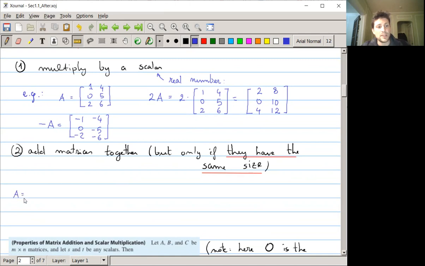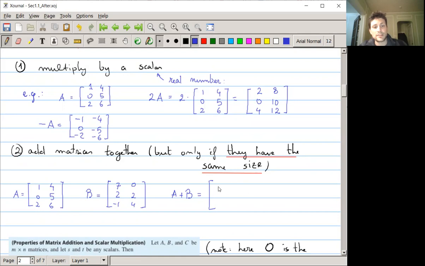Let me take our matrix as above: 0, 2, 4, 5, 6. And then I'll take another matrix. I'll make it up: 7, 2, -1, 0, 2, 4. When I add these two matrices, notice that I picked the same sizes. Then their sum will be the matrix whose entries are the sums of the entries of these matrices in corresponding positions.